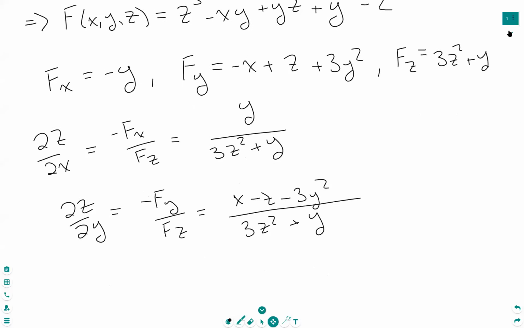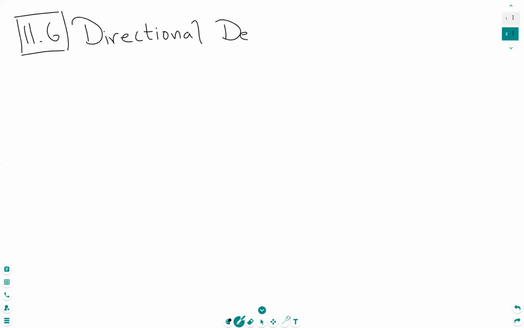So we're looking at 11.6 now. So let's start this on a new page. So 11.6 is directional derivatives and the gradient vector.